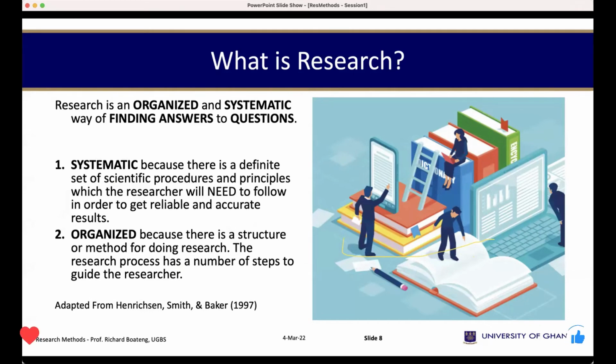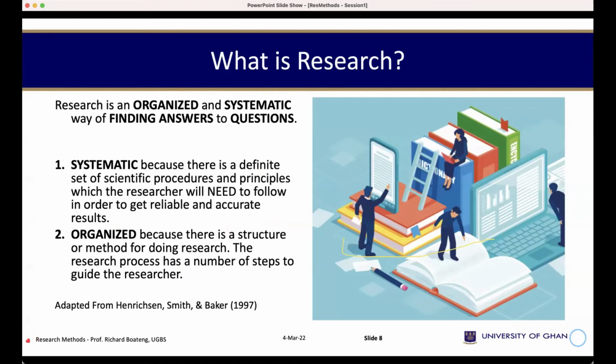Research has certain specific rubrics. The rubrics define what goes into the research activity. The first one is systematic. Systematic refers to the fact that there is a definite set of scientific principles or procedures that govern the research discipline that every researcher belongs to.